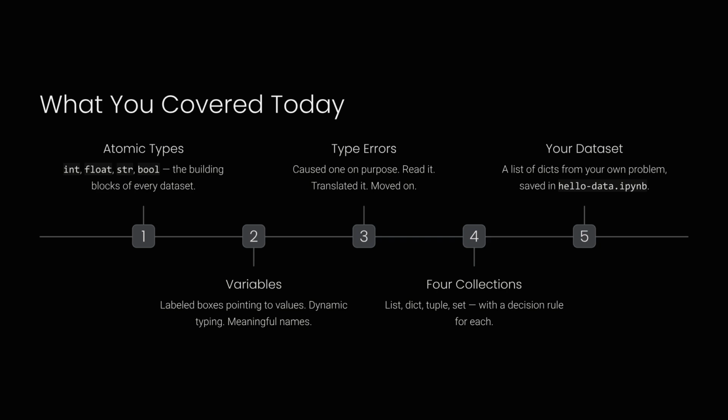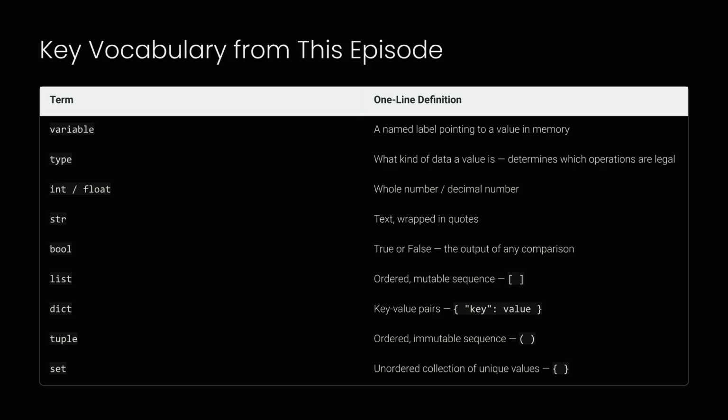We have covered 3 big takeaways. Choosing structure is essential data thinking. Errors are your friends for learning. And a list of dictionaries is the foundational building block for all your future data work. Today, you successfully covered atomic types, variables, how to handle type errors, the 4 main Python collections, and how to create your very own dataset.